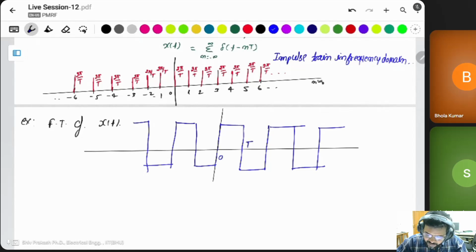This will be A at T by 2, and this is the T. This will be minus A at minus T by 2. It is the Fourier transform, not the Fourier series. What is the Fourier transform of this signal? This is the periodic signal in time domain. Then what is the Fourier transform of this signal? How can you write this signal in frequency domain?